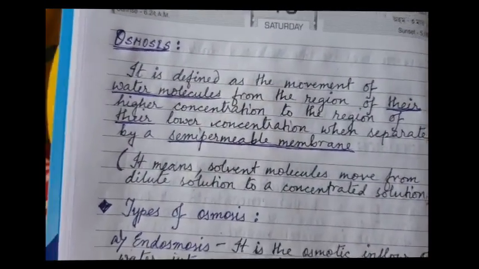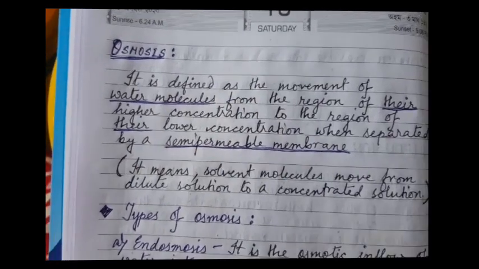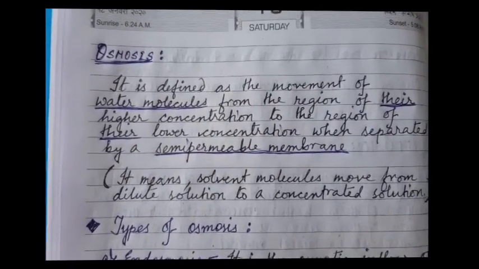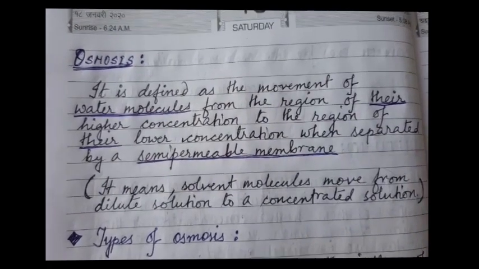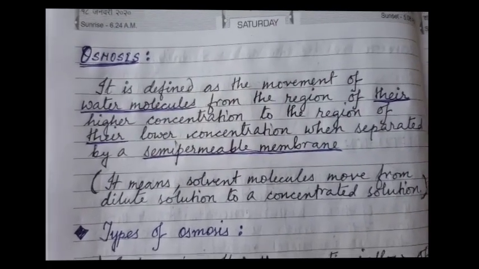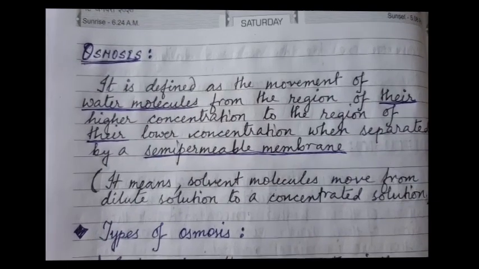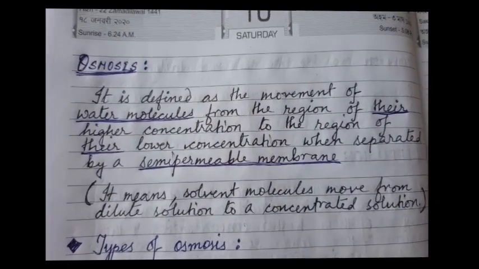The next process is osmosis. It is defined as the movement of water molecules from the region of their higher concentration to the region of their lower concentration when separated by a semi-permeable membrane.